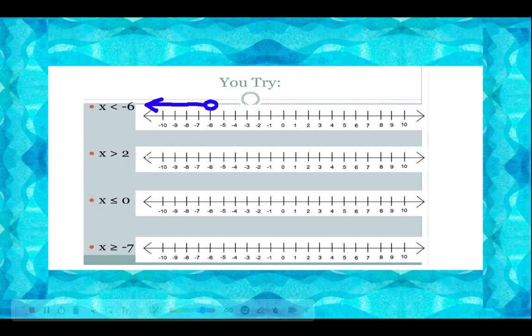Okay, x is greater than 2. So we have an open circle at 2 because the number could not be 2, but it could be numbers bigger than 2. 2.1, 2.2, 10, 100, okay?